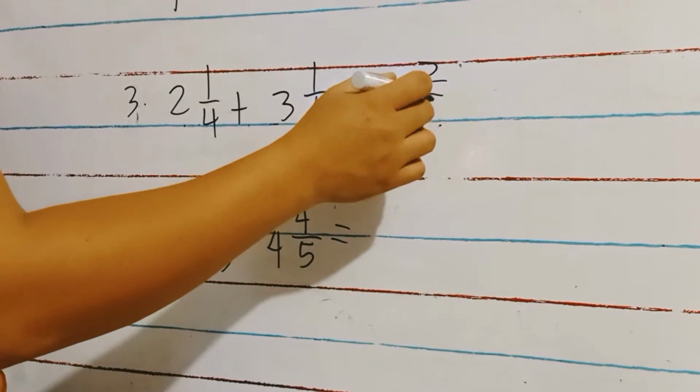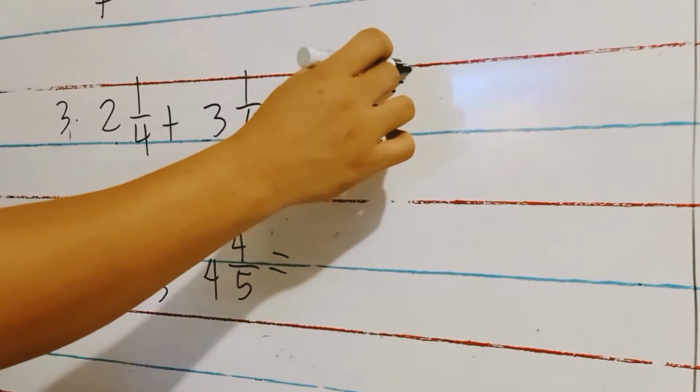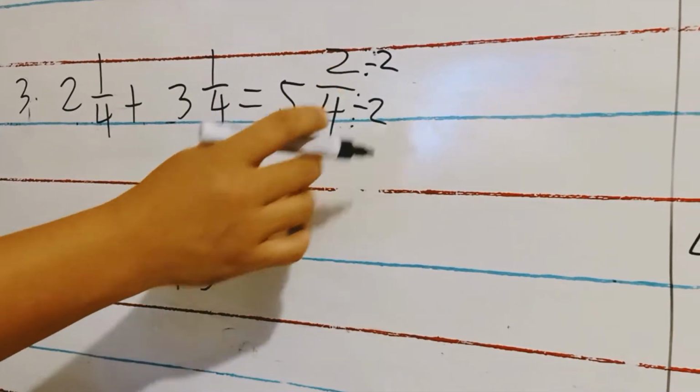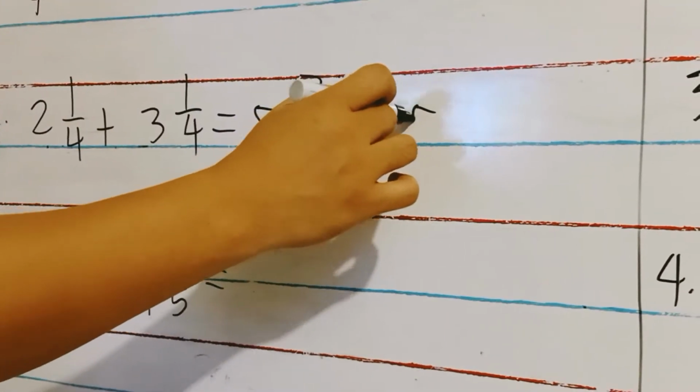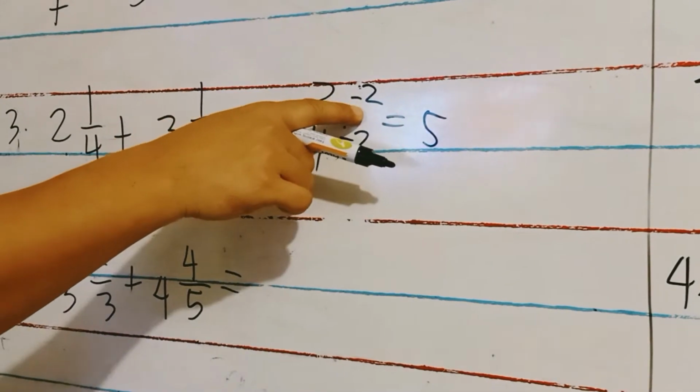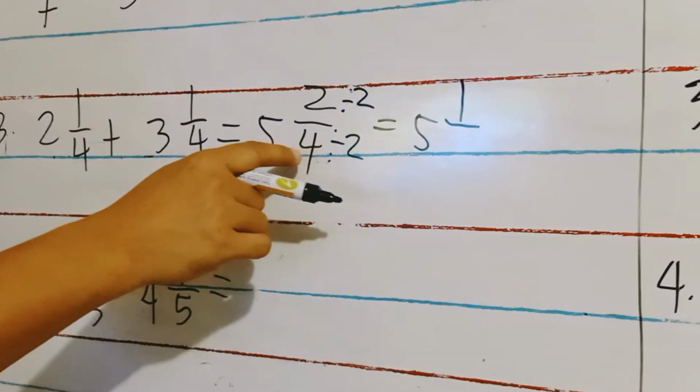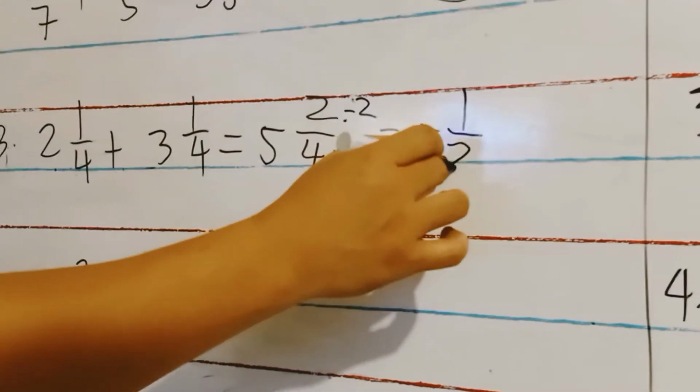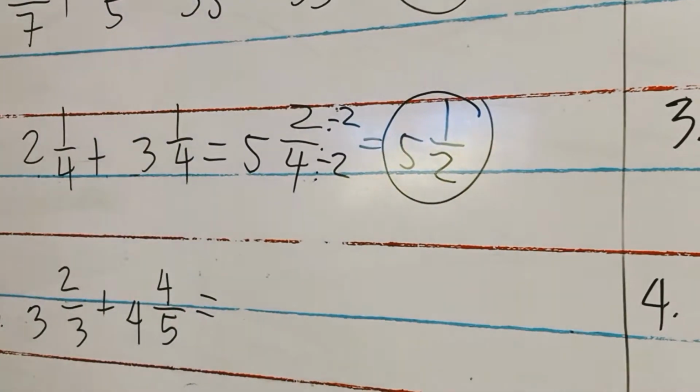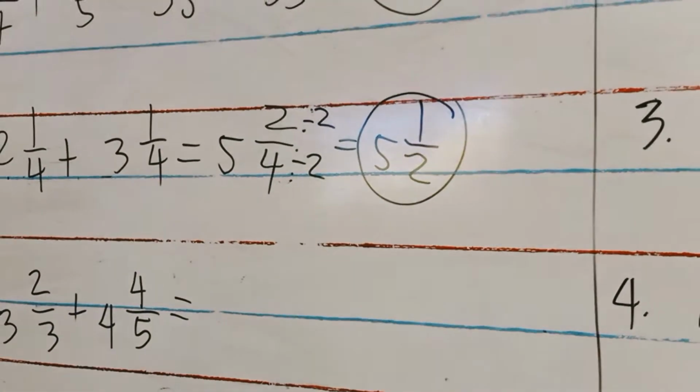So, ang common factor ng 2 and 4 is 2. So, i-divide natin sila sa 2. Copy natin si 5. 2 divided by 2 is 1. 4 divided by 2 is 2. So, ito yung ating final answer in lowest term.